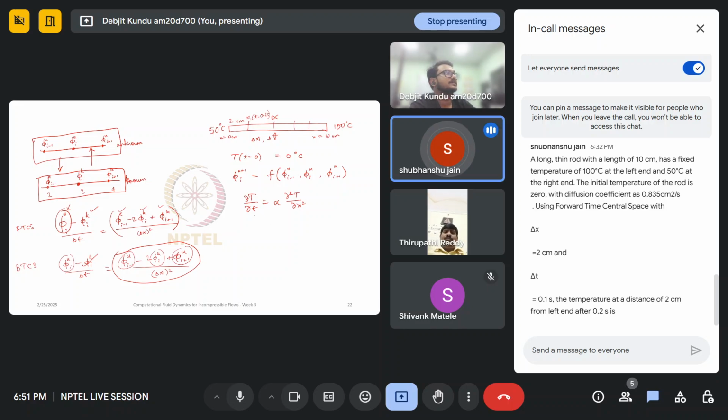So basically, Sir, you break this down. Can you do it for x equal to 2 centimeter, so that I will proceed? Yeah, I'll do that.